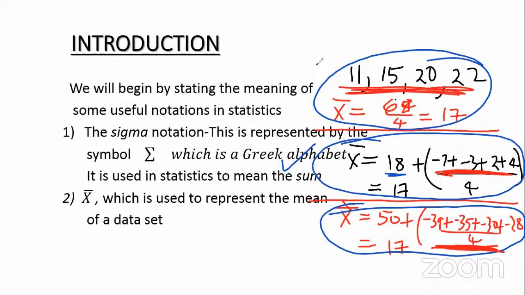So you can assume any number to be the assumed mean, but be consistent. If I assume the assumed mean is 18, then I'll go subtracting 18 from every number for consistency. If I assume it is 50, I go subtracting 50 from every number. So I don't subtract 50 in one number and 20 in another number. The assumed mean is a constant.